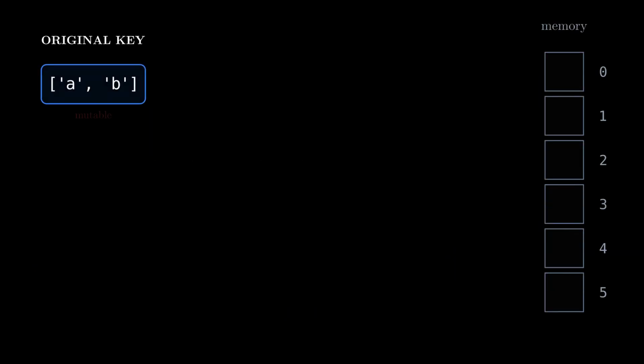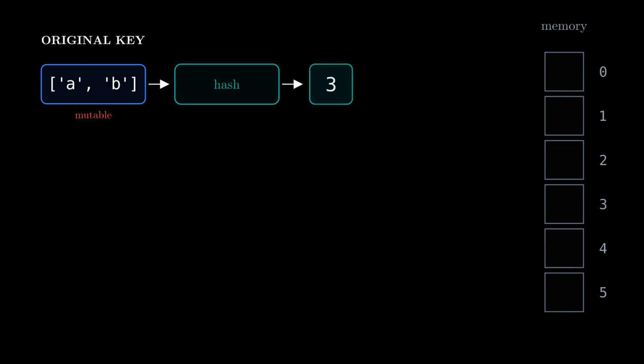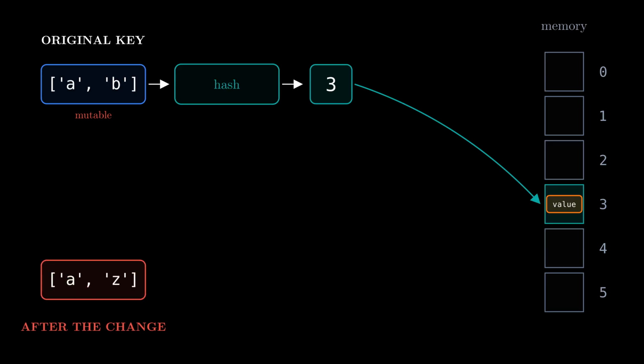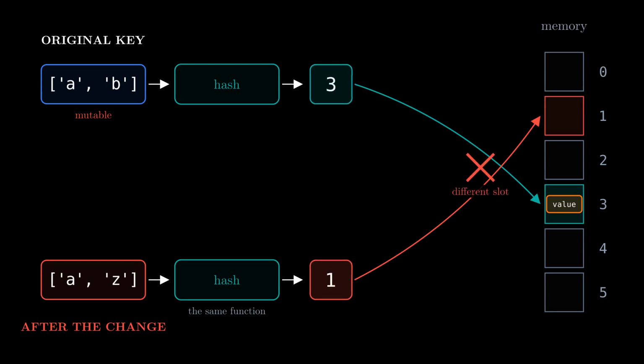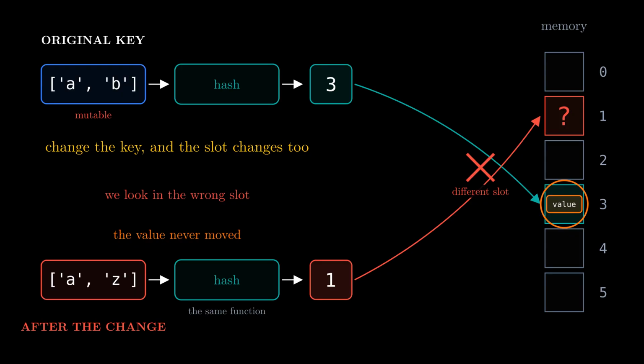Now here is the catch. Suppose the key is a mutable object, something that can change after you store it. When you hash a changed object, the number that comes out may be different because you altered the very thing you fed into the function. There is no reason it would return the same slot. To see exactly how that breaks a lookup, let's walk through a concrete example.